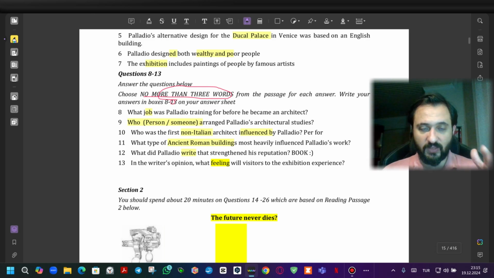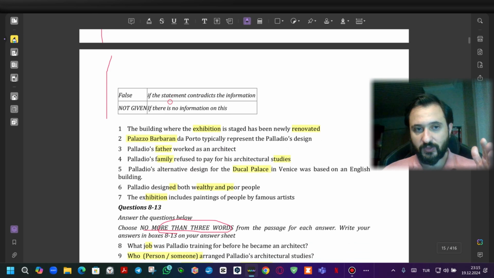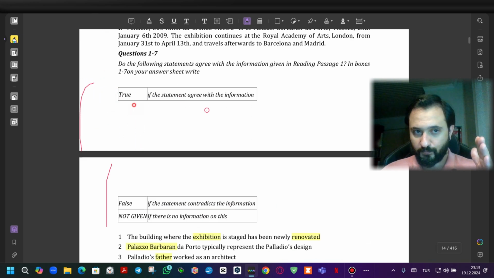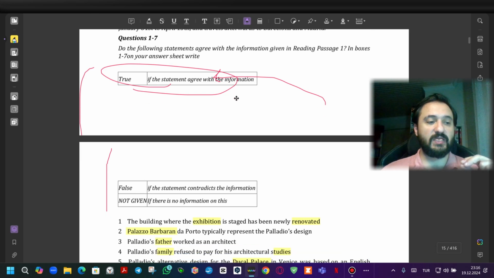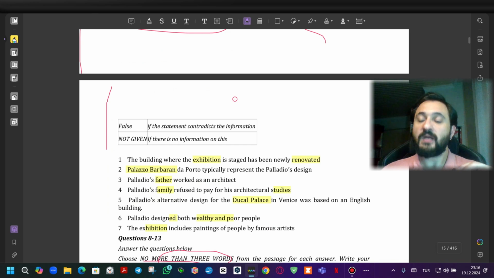So let's see true, false, not given questions. If the answer is true, it means I can easily find the same statement, the same sentence, in the text. You need to find exactly the same statement. Please don't try to say, hey, according to my opinion, I think like this. No, I don't care how you feel. I don't care about your own opinion. You need to find exactly this sentence. It can be rephrased, but that's not a problem. Directly, it shows the same statement.